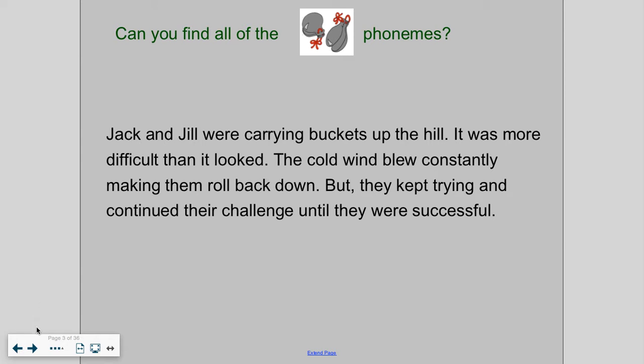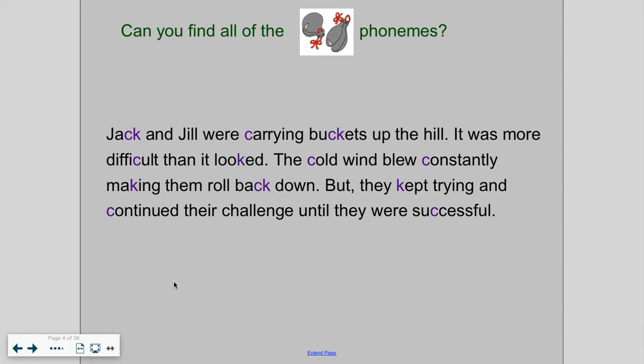Hopefully you found them all. Let's have a look on the next page. Give yourself a pat on the back if you found plenty of those k phonemes in the text. You might notice there are only 3 different graphemes in here today. There is the letter C working on its own to make the k phoneme. There's the letter K working on its own to make the k phoneme. And then there are some digraphs, the C and the K working together, 2 letters making one sound, k.